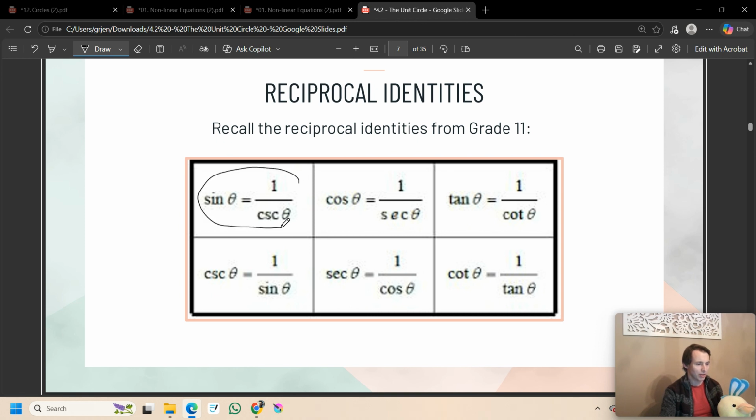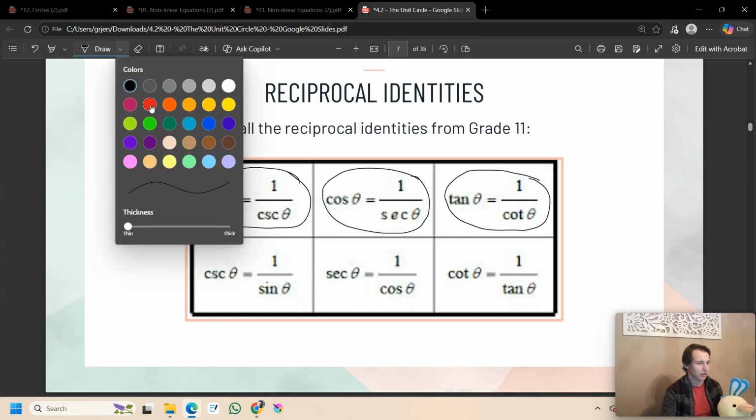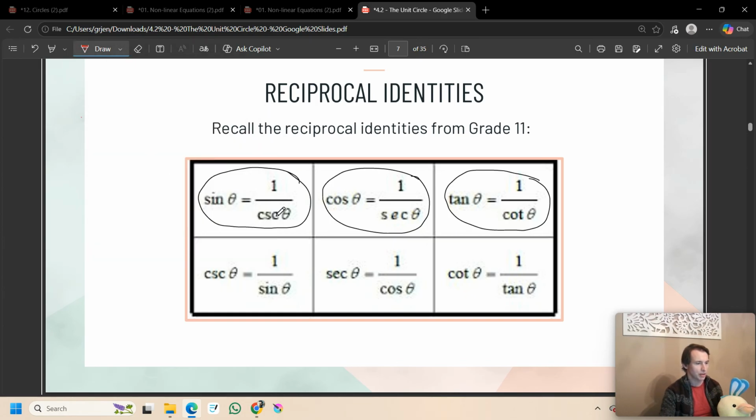Sine, when you flip it, is cosecant. Cosine, when you flip it, is secant. And then tan, when you flip it, is cotan. All right? Here's something that if you don't know, may help you remember these.